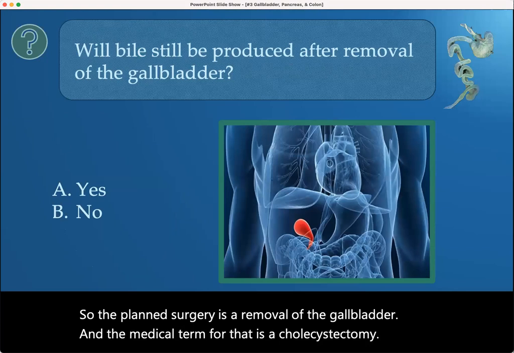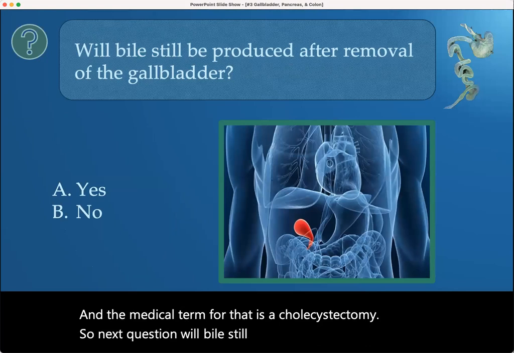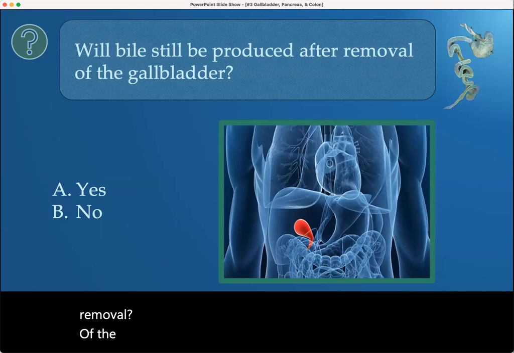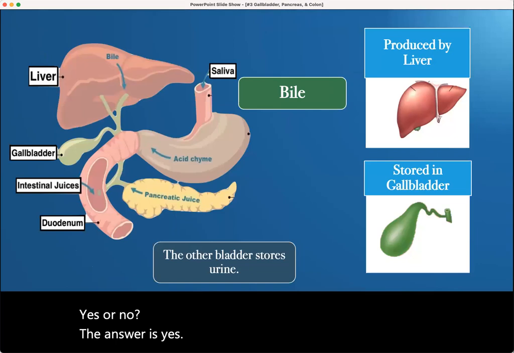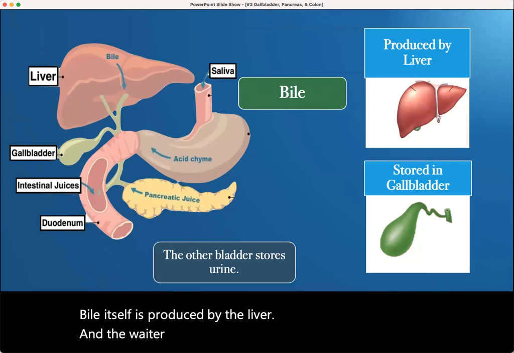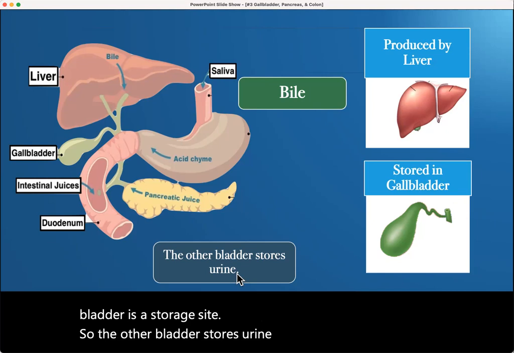So next question: will bile still be produced after removal of the gallbladder? Yes or no? The answer is yes. The gallbladder is simply storing bile. Bile itself is produced by the liver. And the way to remember gallbladder is that bladder is a storage site. The other bladder stores urine, a urinary bladder.